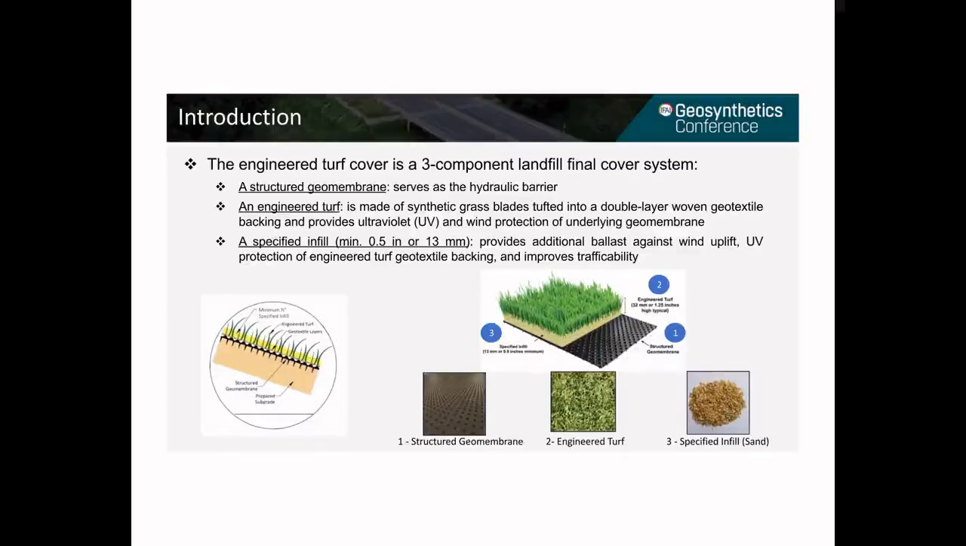It provides UV and wind protection of the underlying geomembrane. The specified infill is a layer of minimum half-inch thick sand buried in the synthetic grass blades. It provides additional ballast against wind uplift. It also provides UV protection of the engineered turf geotextile backing and improves trafficability due to its friction. The figure on the left is a typical cross-section of the engineered turf cover. The picture on the right is a 3D illustration of the system with photos of 3 components.